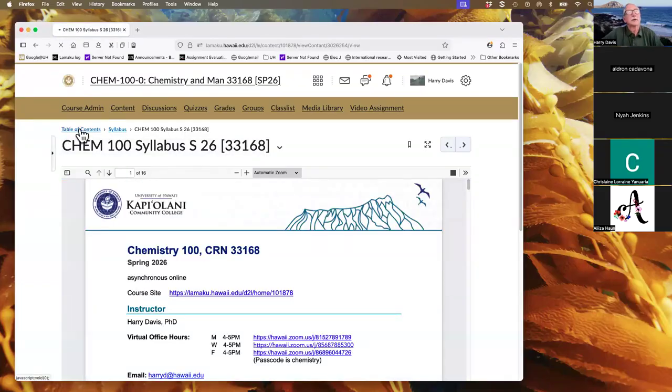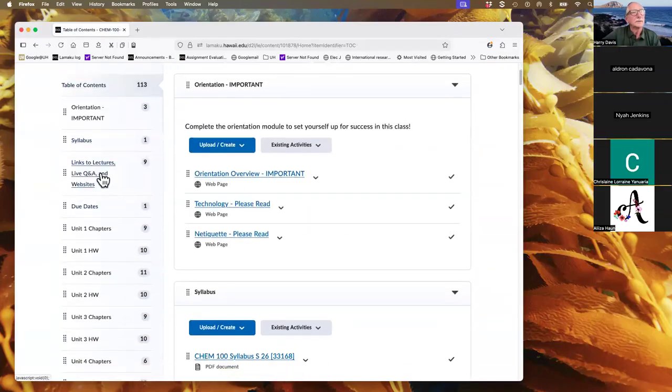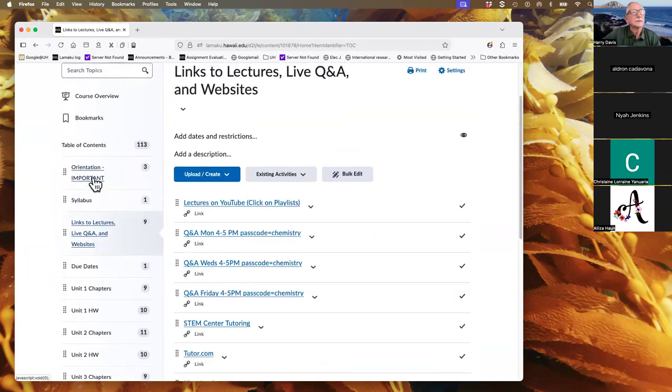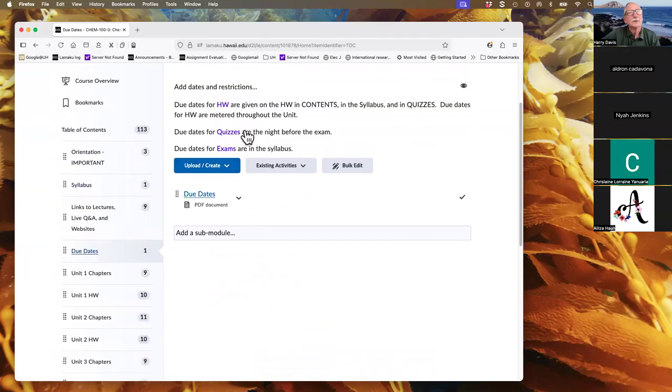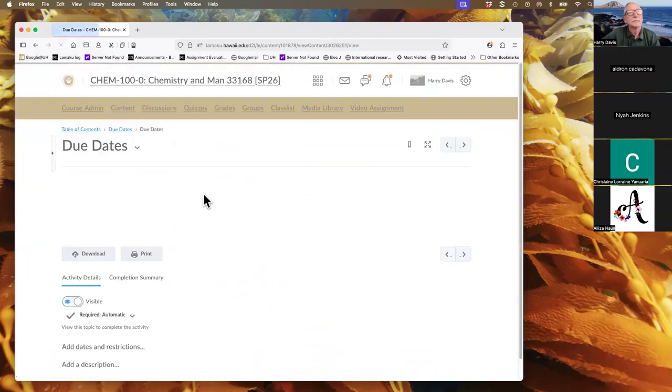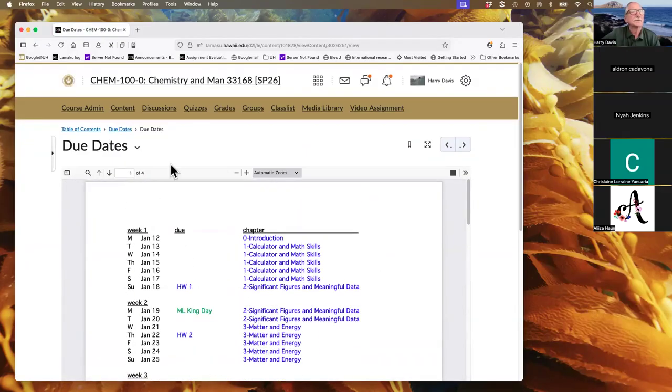Then back to the table of contents. Here are links to the live Q&A sites. You probably clicked on this to get here today. Here's the link to the YouTube channel. Here are the due dates. Here are the generalized due dates, and here's the actual as a PDF. And I grabbed this right from the syllabus.